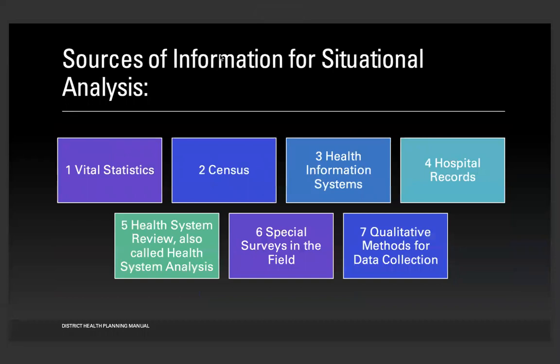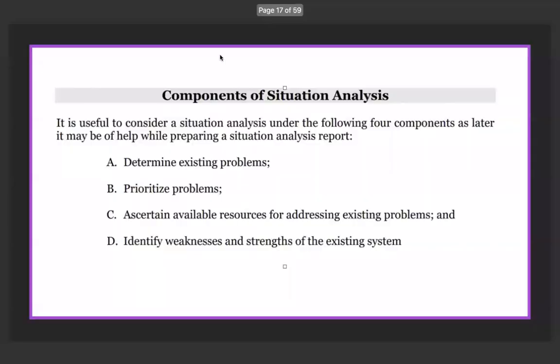Sources of information for situation analysis are vital statistics, census, health information system, hospital records, health system review, also called the health system analysis, special surveys in the field, and qualitative methods for data collection.